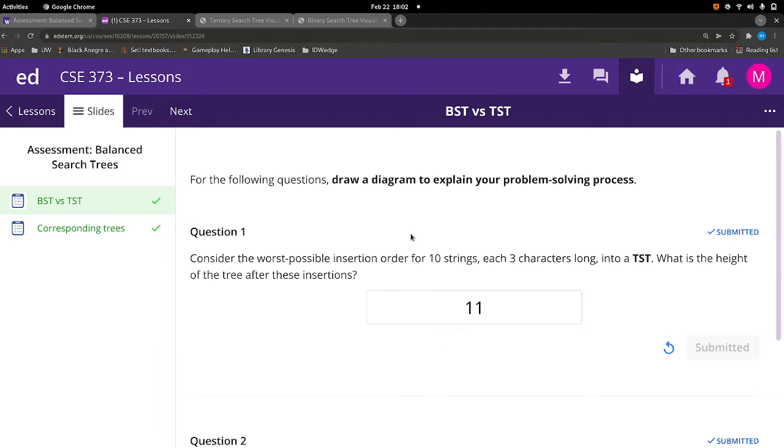Okay. For the following questions, draw a diagram to explain your problem-solving process.